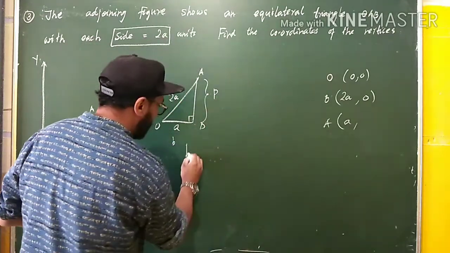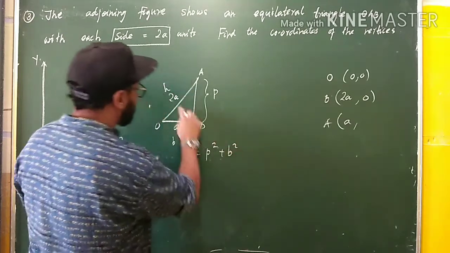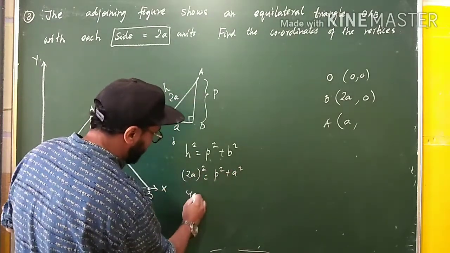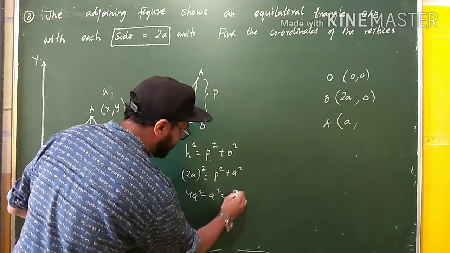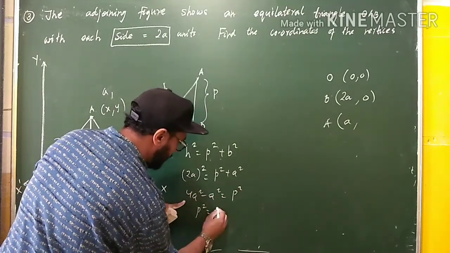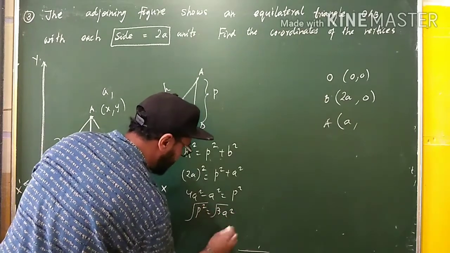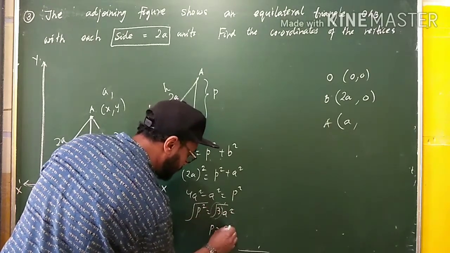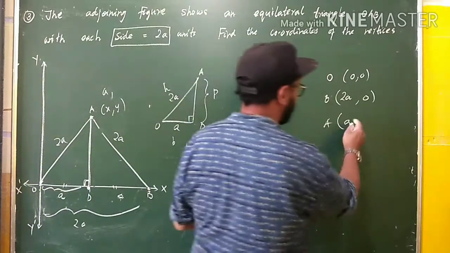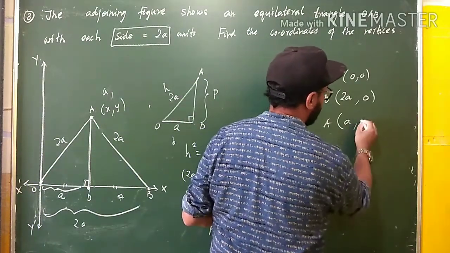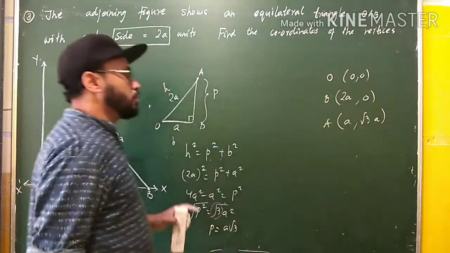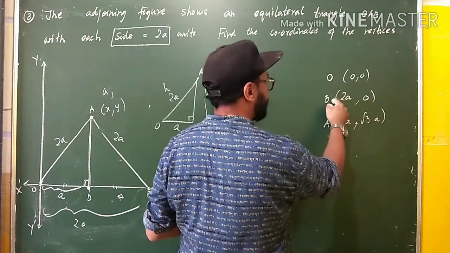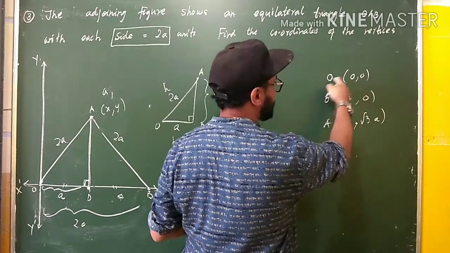So if you use the Pythagoras theorem, h squared is equal to p squared plus b squared. Now h is your (2a) squared, p we are finding, and b is your a squared. So this is your 4a squared. Now if you take this a squared to this side, p squared is equal to 4 minus 1, which is 3a squared. So if you take the square root on both sides, then p is equal to a. This and this will get cancelled, but square root of 3 will remain there. So p is equal to a root 3. So we got all the three coordinates. The coordinate of A is (a, root 3 a). Coordinate of B is (2a, 0), and coordinate of O, that is the origin, is (0, 0).